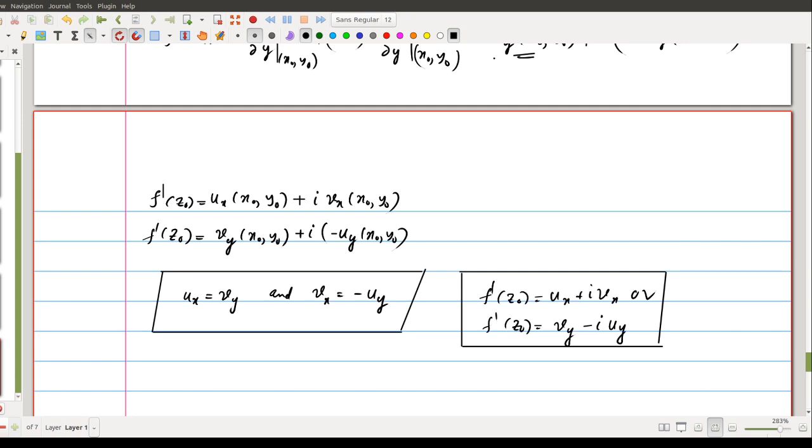In the next video we will discuss section 22, that is the sufficient condition for differentiability, whereas this is the necessary condition for differentiability.